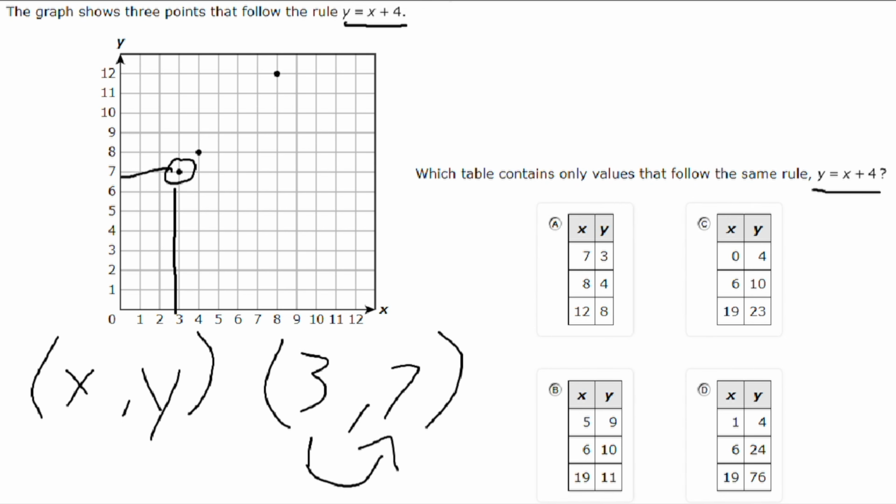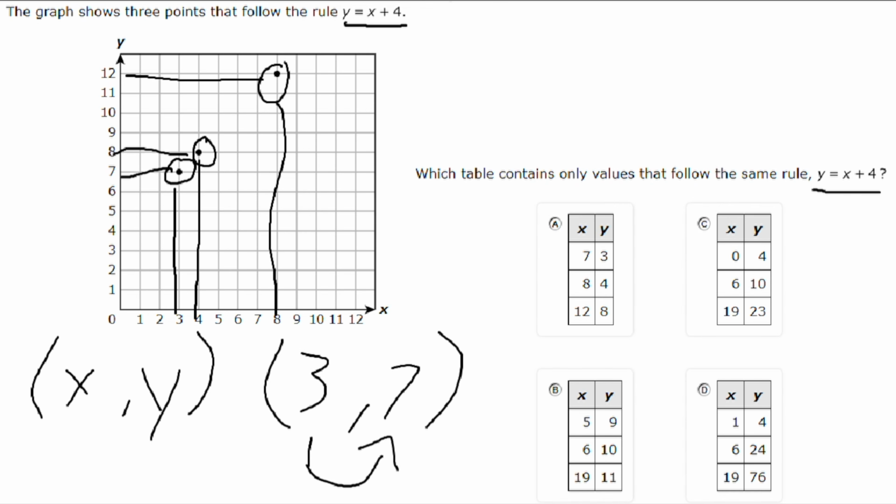So this works. The same thing with this coordinate right here. If we trace down, we get to 4. 4 plus 4 is 8. Same thing for this coordinate right here. If we trace it down, we get 8. If we trace it across, 8 plus 4 is 12. So this works perfectly fine.